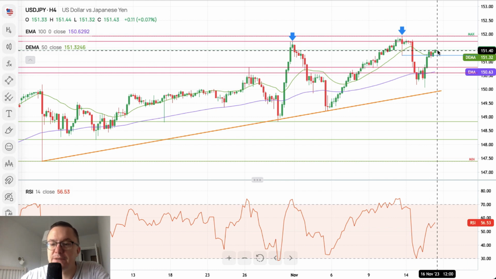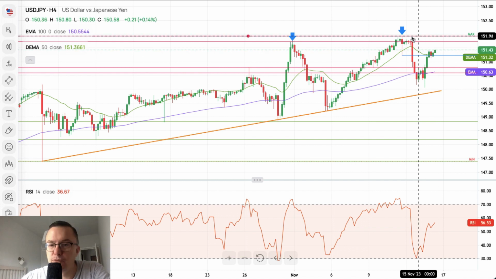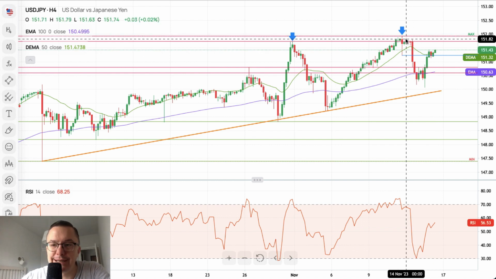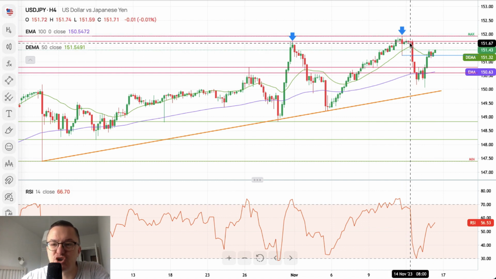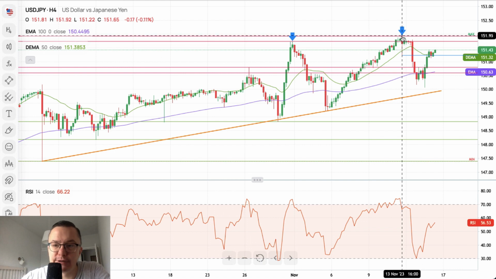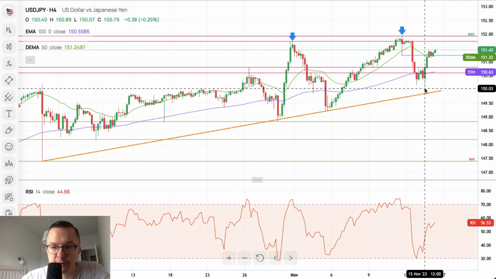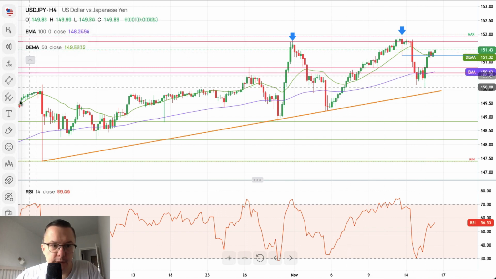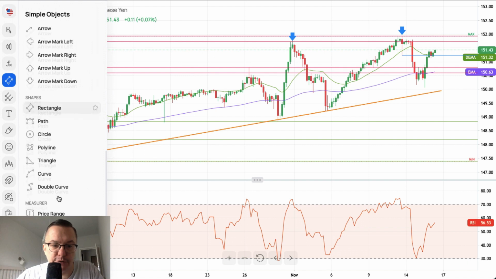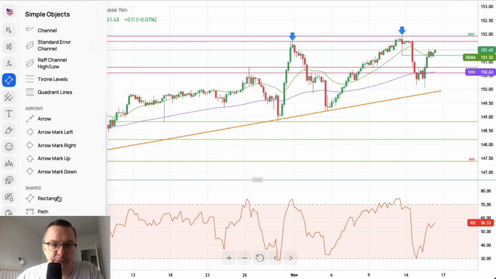151.46. If there is another extension to the upside, the market will likely challenge the recent swing high located at 151.92. So this is the next target for bulls. It all looks very interesting from the point of view of the bulls, because it looks like they are very strong.